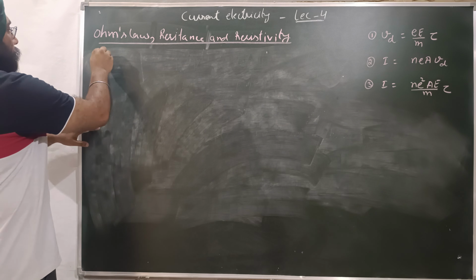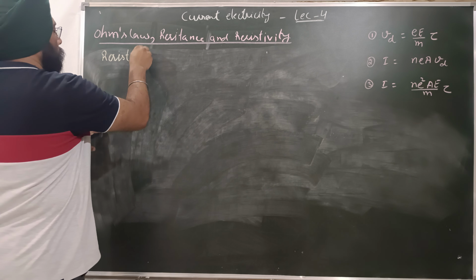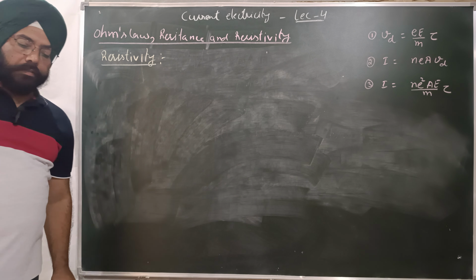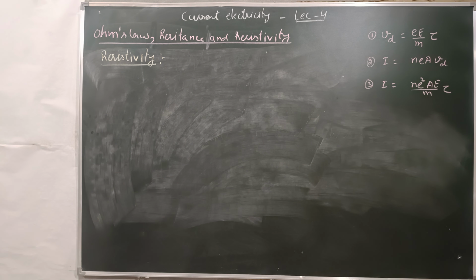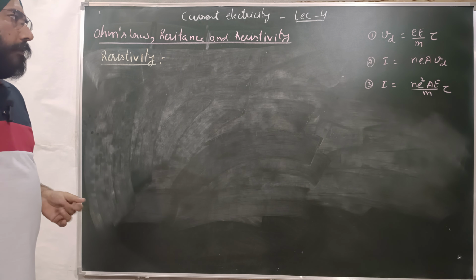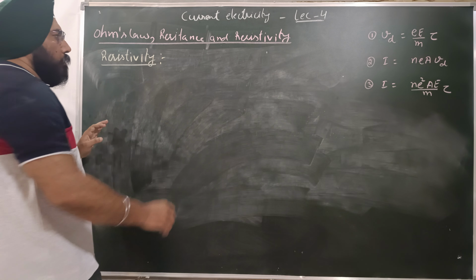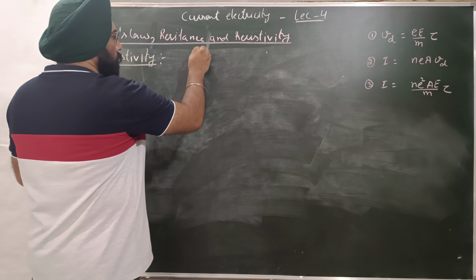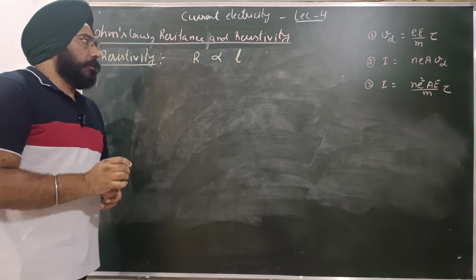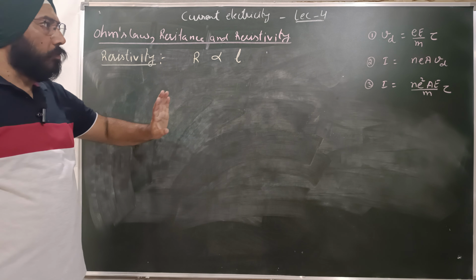Resistivity. So the resistance is the property of the material as well as the dimensions of the conductor. The resistance of a conductor is directly proportional to the length of the conductor. We will prove these things later on today also.